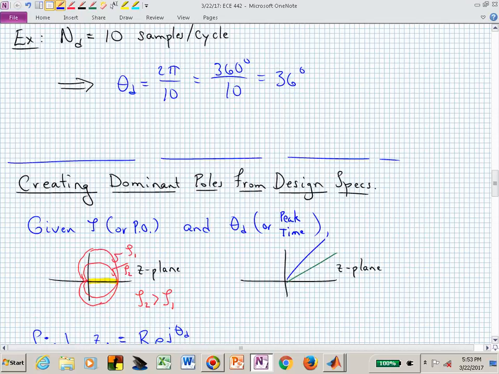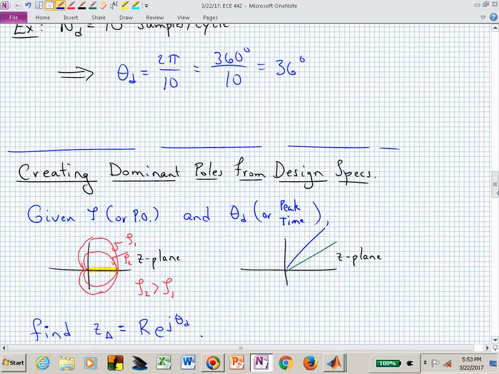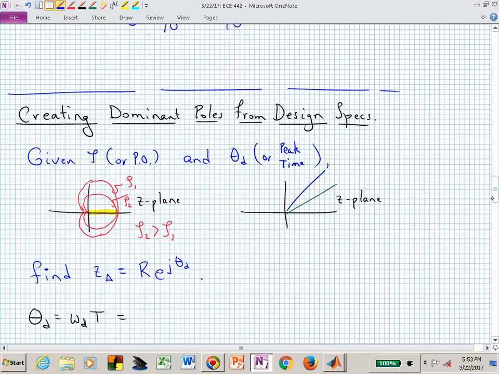So the radius or circles represent settling time. That's the speed of response. These logarithmic spirals represent percent overshoot. And we could have both of those being played at the same time. We may have to look at the intersection of those. So now, suppose somebody gives you a percent overshoot and a peak time. How do we find the intersection of those?